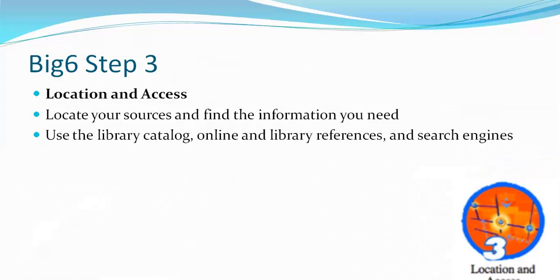Don't forget those skills we've learned. Step three of the Big Six is all about location and access. So this is when you actually locate your sources and you find the information you need in those sources. So in order to locate the sources, you'll be using the library catalog, online references, and search engines.